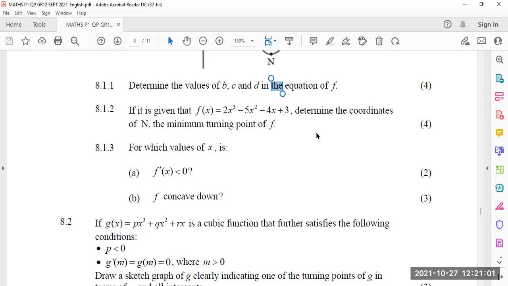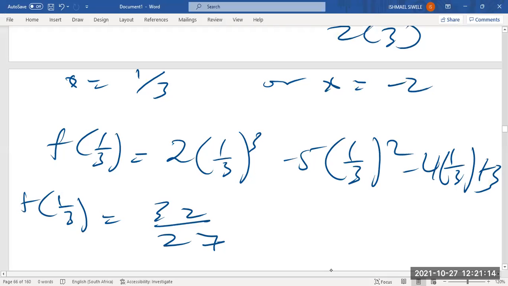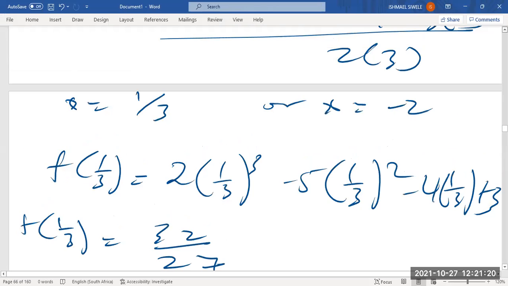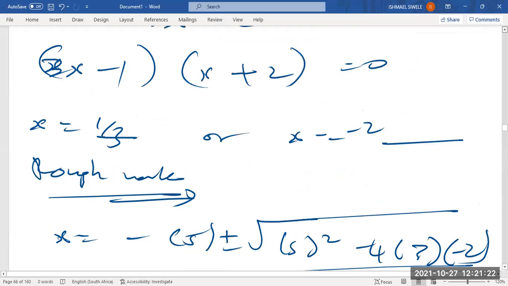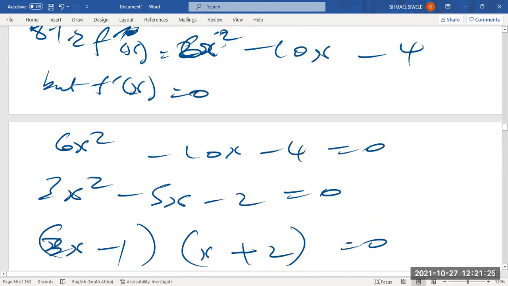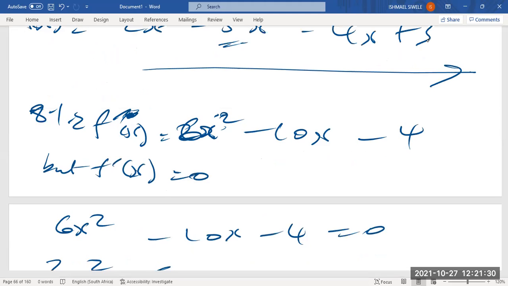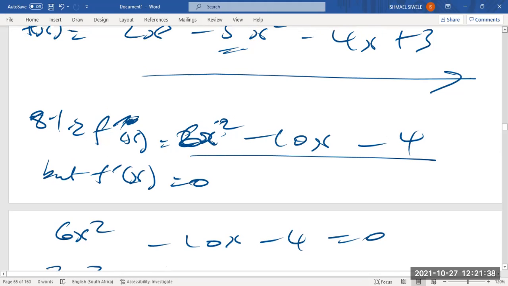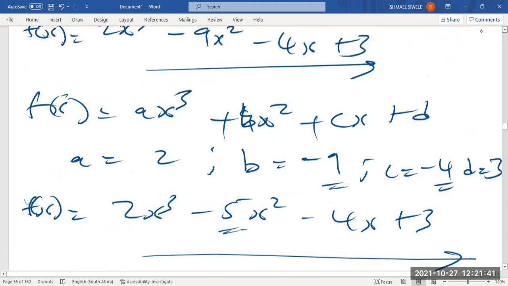F prime of x less than 0. Okay, so what kind of a graph do we have for the parabola? Because f prime of x is the parabola. So that's the interpretation. Let's see what kind of graph we have. F prime of x is 6x squared minus 10x minus 4, right? So this graph gets to be drawn on the graph that we have so that it will make some sense.